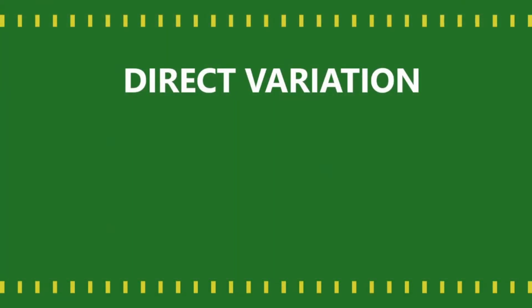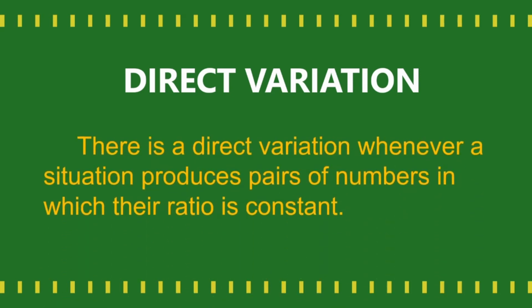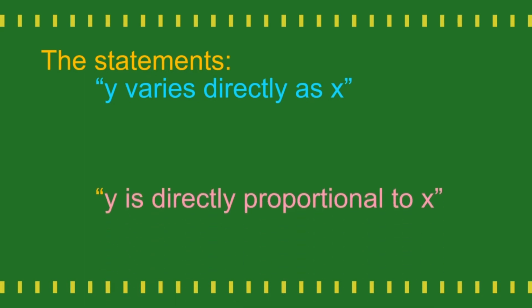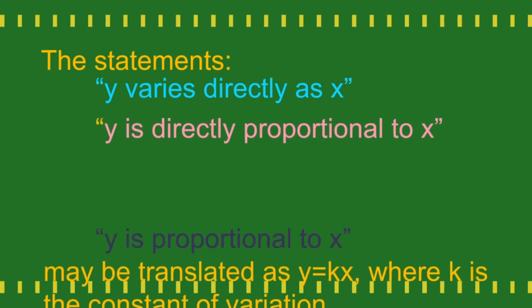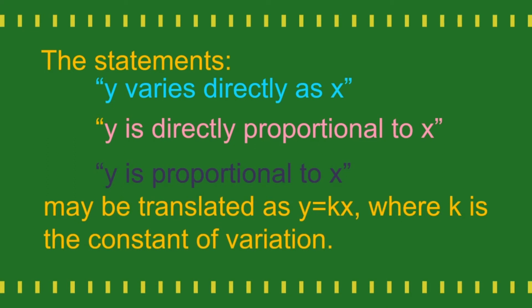Now let's discuss the meaning of direct variation. There is a direct variation whenever a situation produces pairs of numbers in which their ratio is constant. So as I said, yung constant na sinasabi ko kanina, that is the value of K. And it produces pairs of numbers in which their ratio is constant, that is C over N. The statements Y varies directly as X, Y is directly proportional to X, and Y is proportional to X may be translated as Y is equal to KX, where K is the constant of variation.